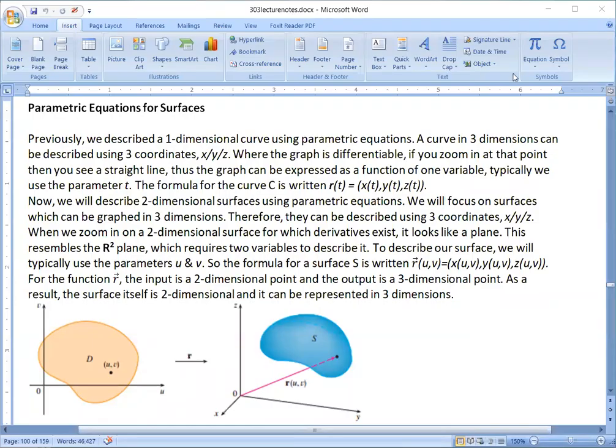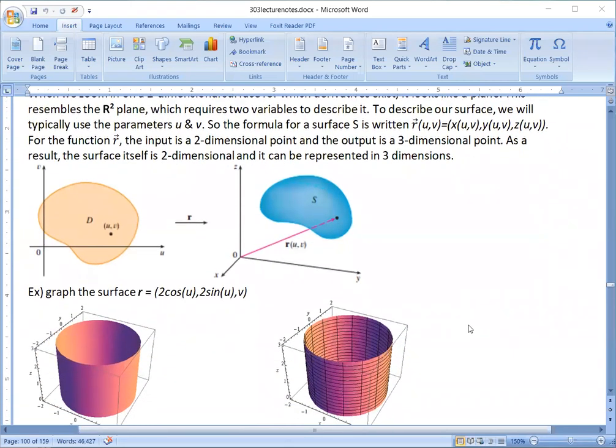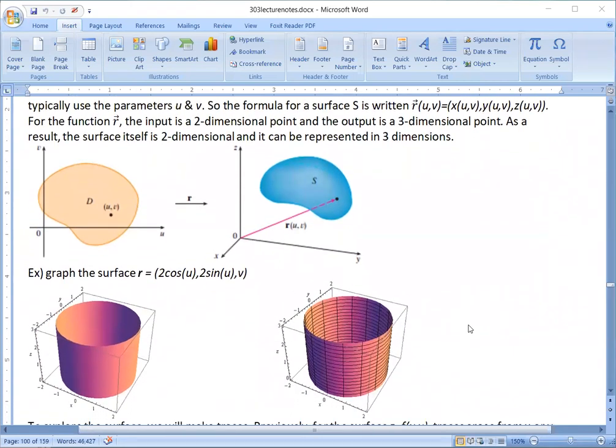So that's the idea. Let's take a look at a specific equation and a specific example. So here's the formula. Graph the surface R equals 2 cos u, comma, 2 sine u, comma, v. So here's the graph rendered in 2 slightly different ways.